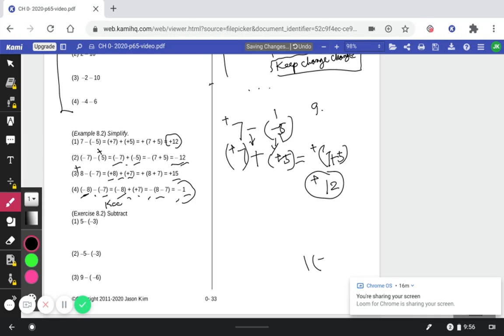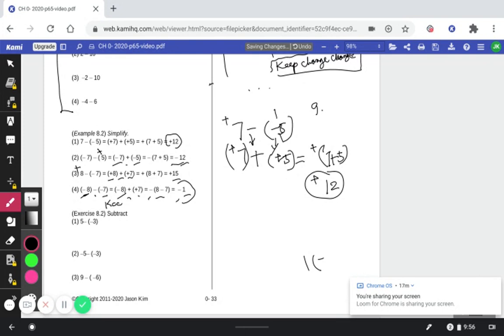Anybody have any questions? Oh, nobody has a question. Okay, that's good. That means you master this. Master what? Whenever there is a subtraction of two numbers, you change that into addition of two numbers. Why? So we can apply the rule of additions.